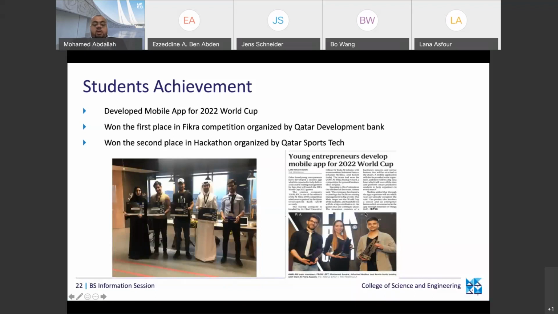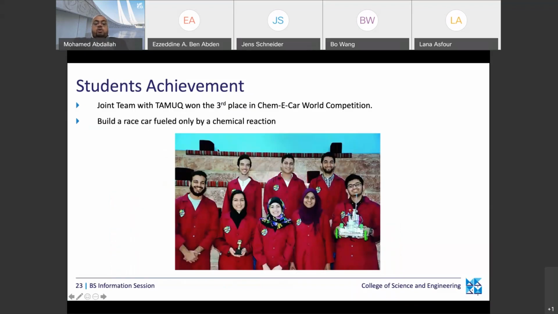For example, these are our students who developed a mobile app for the 2022 World Cup, which will be hosted in Qatar here. They won first place in the Fikra competition organized by Qatar Development Bank, and won second place in a hackathon organized by Qatar Sports Tech. Also, some of our students joined a team with Texas A&M. They won 3rd place in the chemistry e-car world competition. They built a race car fueled only by chemical reaction.